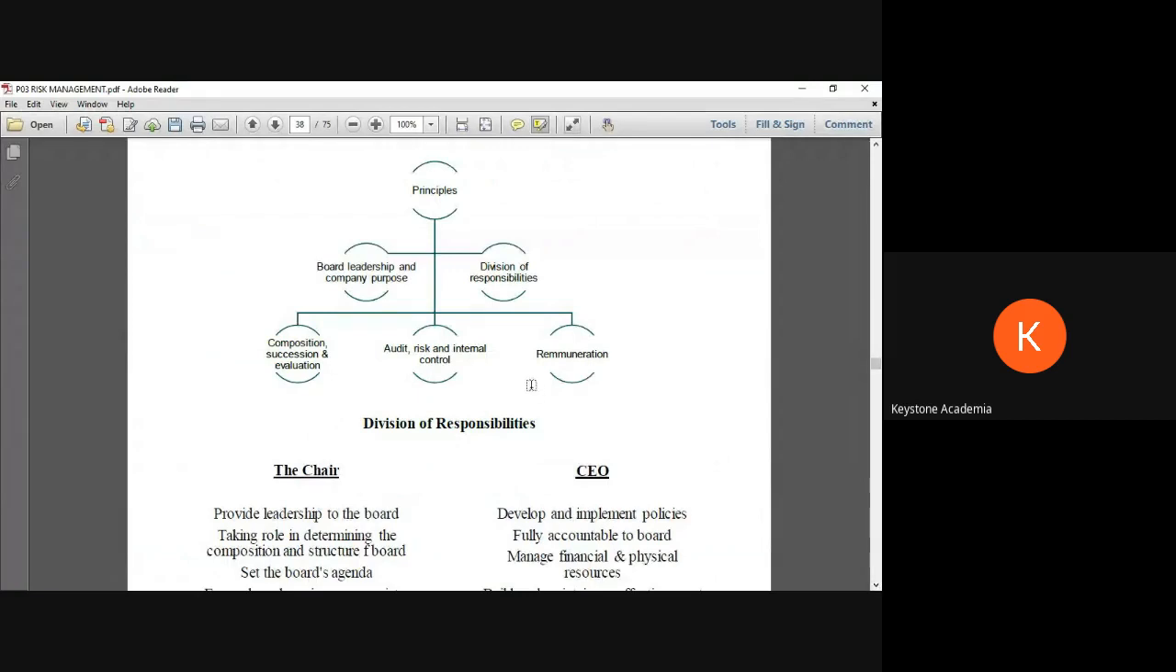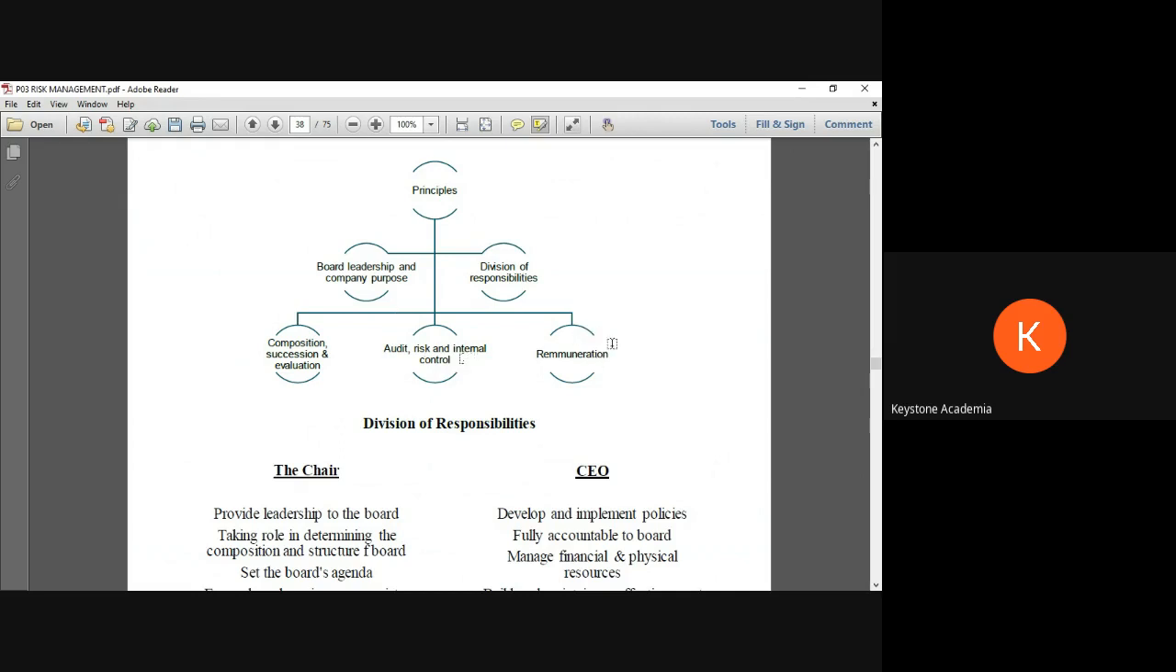So what it talks about is what principles will be followed, how our leadership is. There should be a division of responsibilities. There should be three primary committees. First is remuneration. What is remuneration? Anything to do with the payment, whether it is in terms of direct salary or indirectly with the insurance, or you're providing them accommodation, giving them a car or other perks.